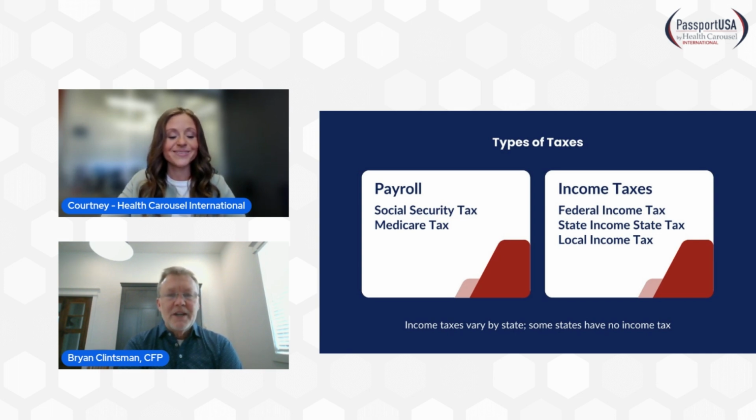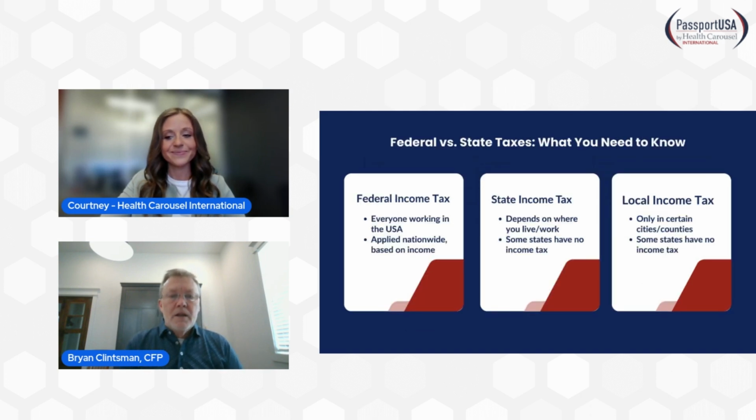Absolutely. Thanks, Courtney. That was great. I think that as we continue on to the next slide, one of the things that we want to get into is a little bit more detail on these three layers that I've mentioned before: the federal, state, and possibly local income taxes. So just to review, everybody who works in the United States will pay the federal income tax, whether you're a citizen or you're here working. And that's just applied nationwide based on the amount of your income. And I mentioned before that, and we'll get into a little bit later about how much tax that is in just a moment. The state income tax will depend on where you live and work.